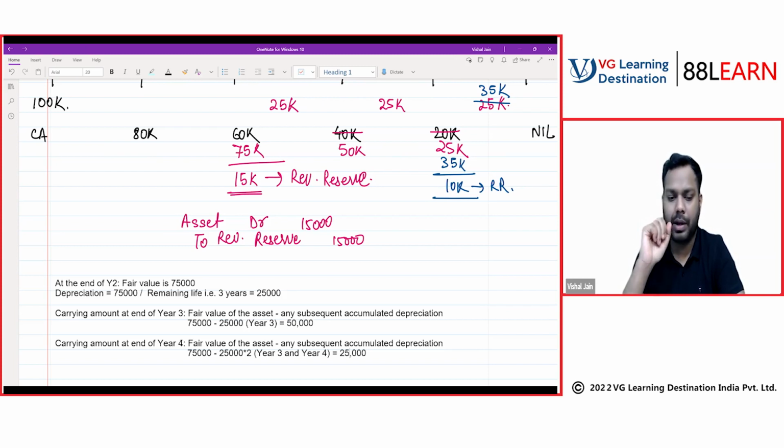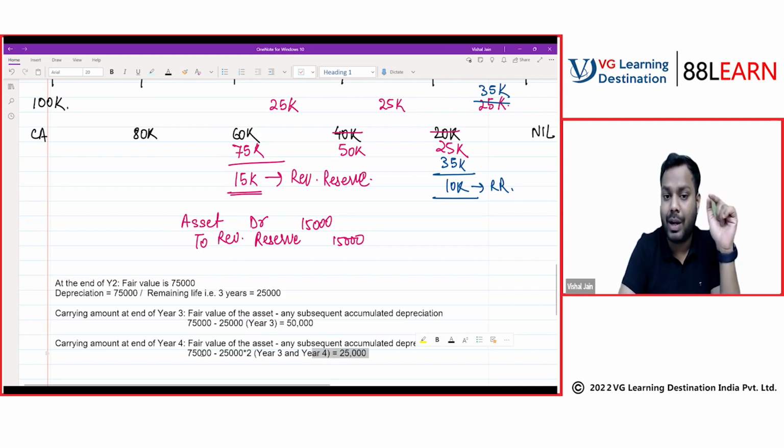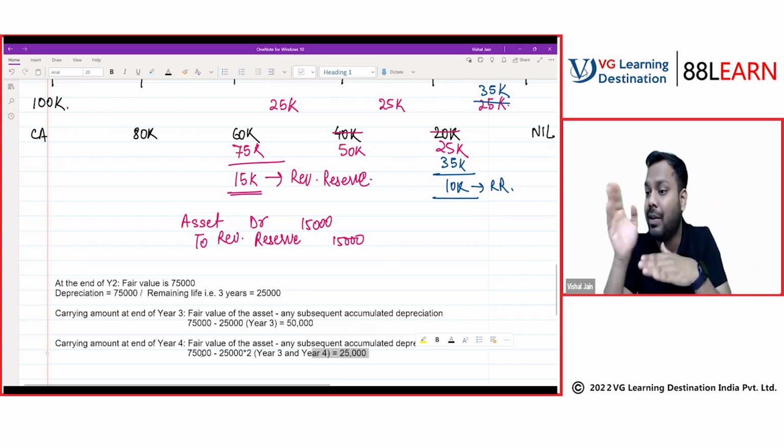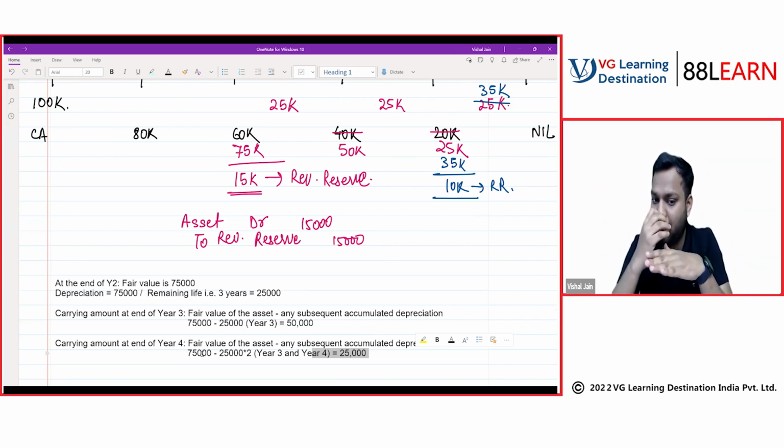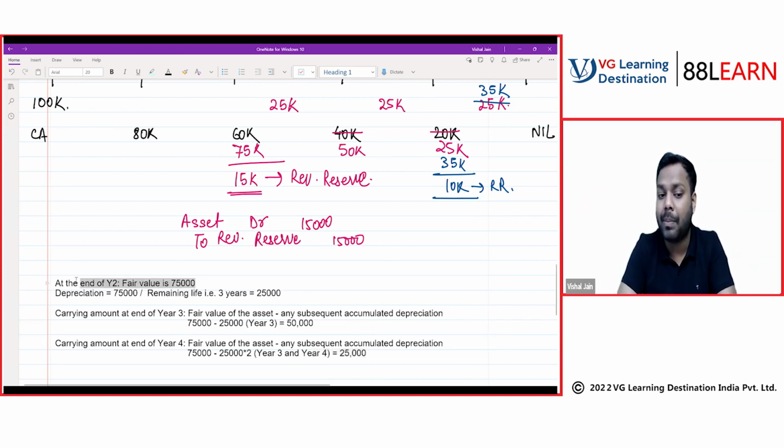Carrying amount at year 4. So what I've done here, see, fair value of the asset. What is the fair value? 75,000. What is the any subsequent accumulated depreciation? So, see, this 75,000 is at the end of year 2. Now you have to charge the depreciation for year 3 and year 4, right? Because this fair value of 75,000 is at the end of year number 2, and you have to arrive at the value of year 4.